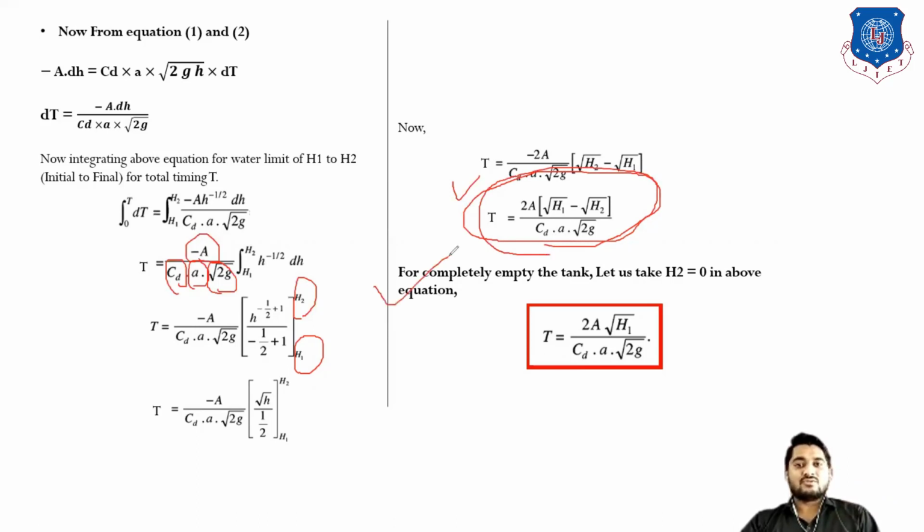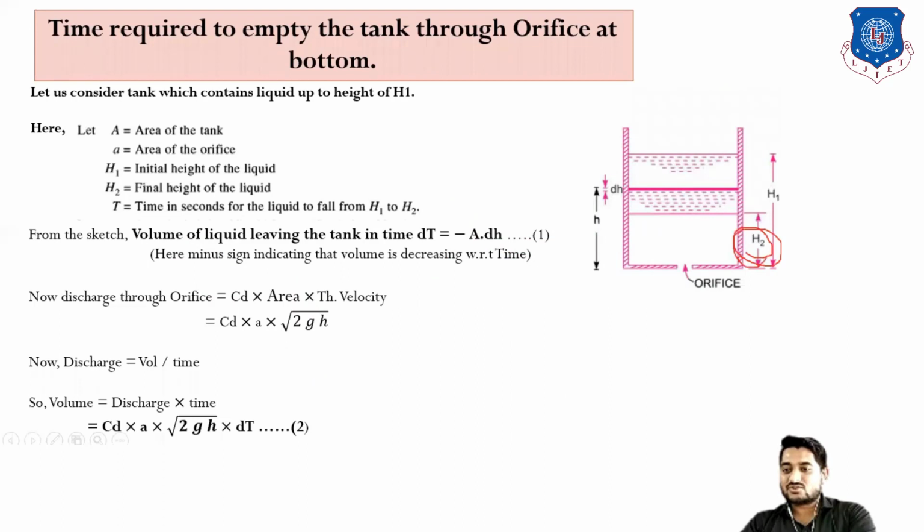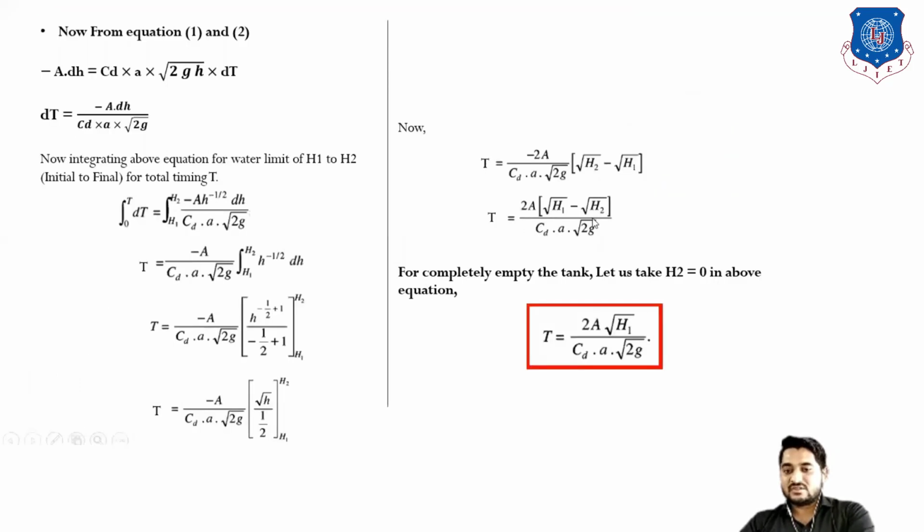But here we have to derive the equation for completely emptying the tank. For completely emptying the tank, the H2 level should be 0, because as shown in the sketch, remember this? Yes, this H2 level will be 0 for completely emptying the tank, right? So in the above equation, let us take H2 is equal to 0. So time T is equal to 2A under root h1 divided by CD a under root 2g. This is basically the time required to completely empty the tank from an orifice meter at the bottom.